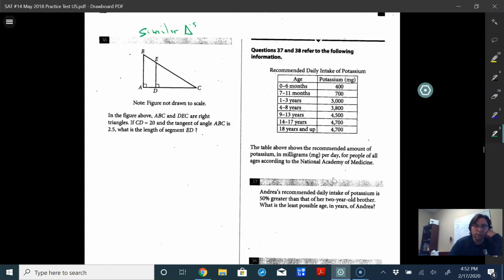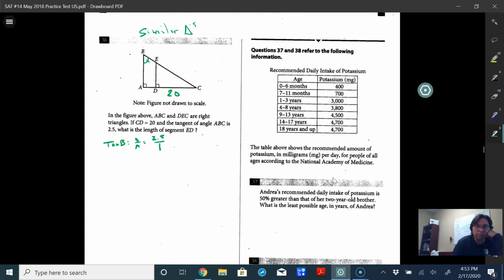It says, in the figure above, ABC and DC are right triangles, CD equals 20. So we saw this is equal to 20. The tangent of angle ABC is 2.5. So if we look at angle ABC, that means we're looking at this right here. The tangent of angle B is opposite over adjacent, which is going to be 2.5 over 1.